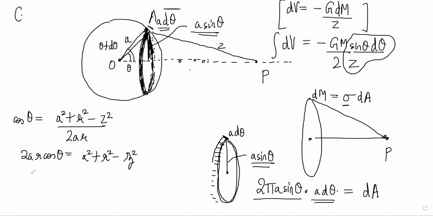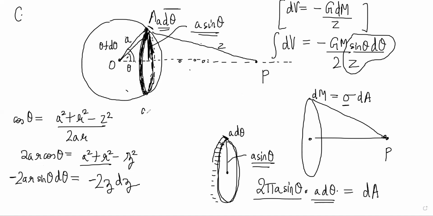So you get 2ar cos theta equal to a square plus r square minus z square. If you differentiate this with respect to theta, a and r are anyway fixed, not changing. Only theta and z change, because if you change theta, you get a different shell, which is at a different z. So you get minus 2ar sine theta d theta, and this side, a square and r square give 0, so you get minus 2z dz.